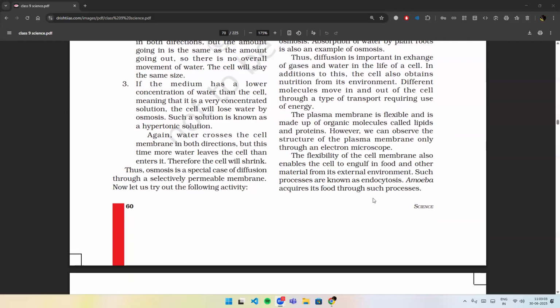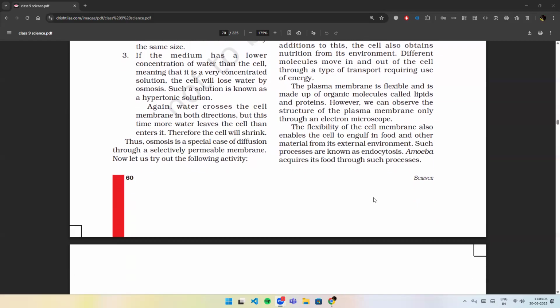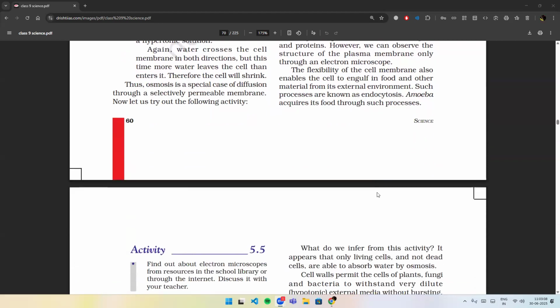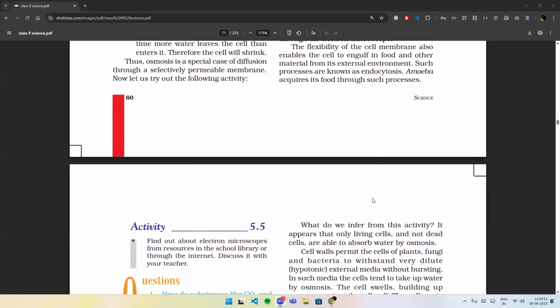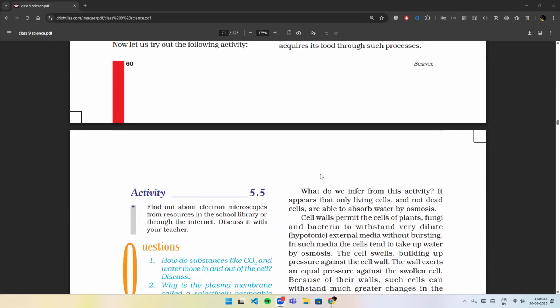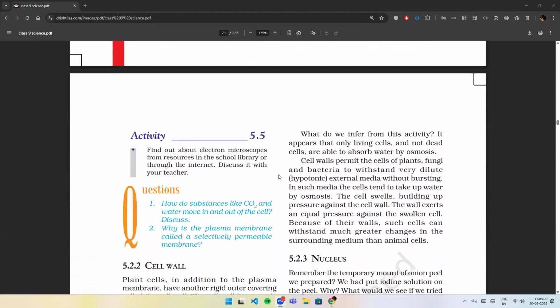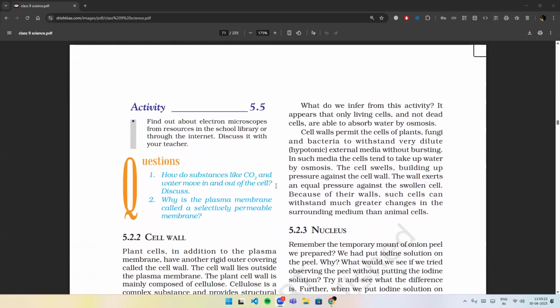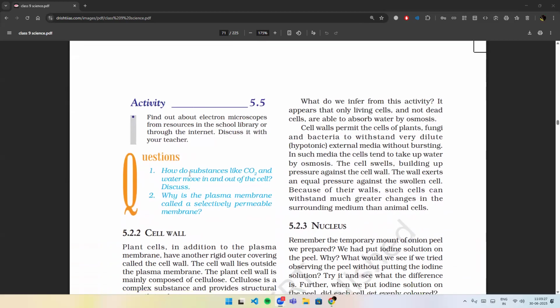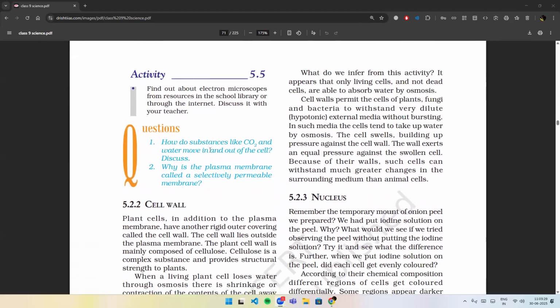The flexibility of the cell membrane also enables the cell to engulf food and other materials from its external environment. Such processes are known as endocytosis. Amoeba acquires its food through such processes. Activity 5.5. Find out about electron microscopes from resources in the school library or through the internet. Discuss it with your teacher.